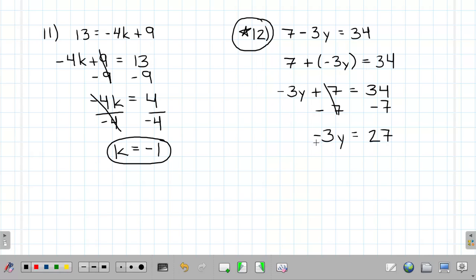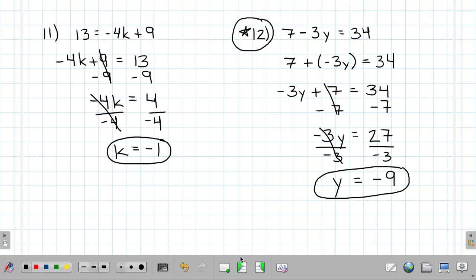And then lastly, divide by negative 3, divide by negative 3. The negative 3s cancel, giving us y is equal to 27 divided by negative 3. Positive divided by negative is a negative. Once again, you know your times tables, 27 divided by 3 gives you 9. So the answer is negative 9.